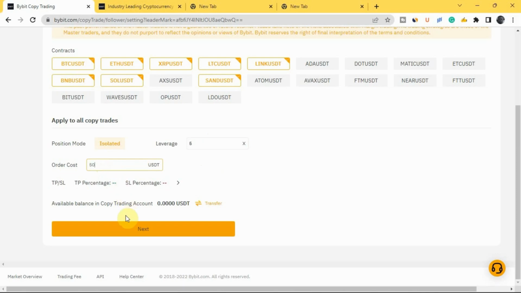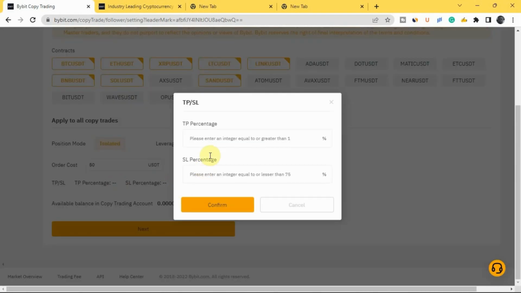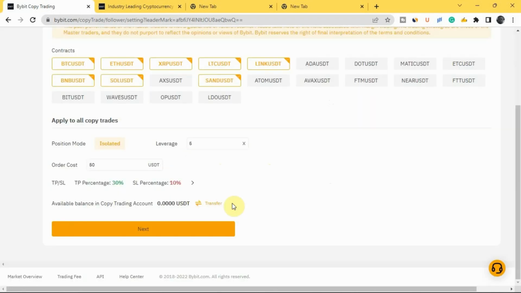And then the next thing is to pick your take profit and stop loss. If you want to pick your take profit and stop loss, you enter your take profit right here. Your take profit is the percentage at which you want to take profit. So let me put my take profit at 30%, and then my stop loss will be 10%. So I'm taking my profit when it gets to 30% profit, and the stop loss will be when it gets to 10% loss. So you tap on confirm right there.